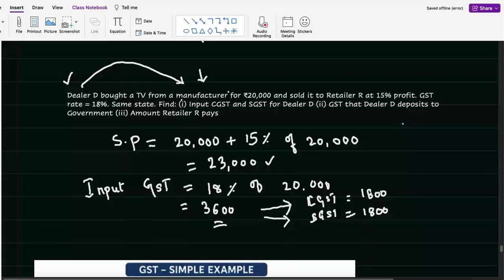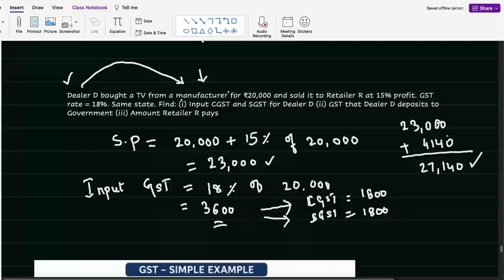27,140, because 23,000 is the selling price plus GST of 18%, that is 4140. You can do the calculation: 18% of 23,000 will be 4140. If you add, the total amount which the dealer is taking from the customer is 27,140. Got it?